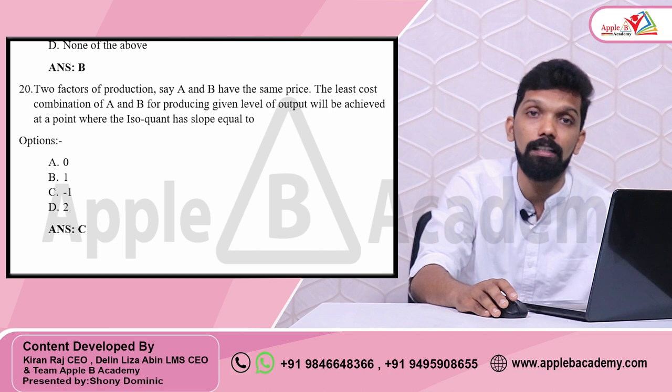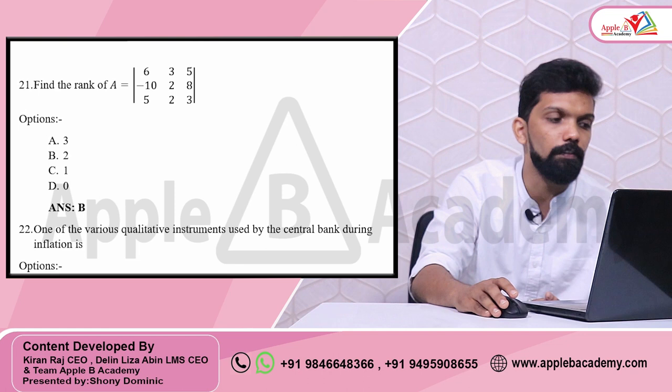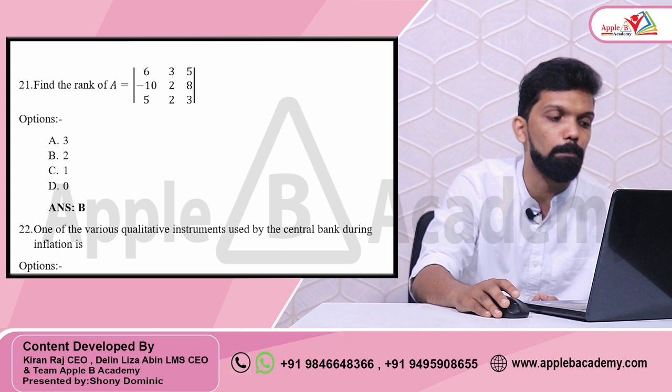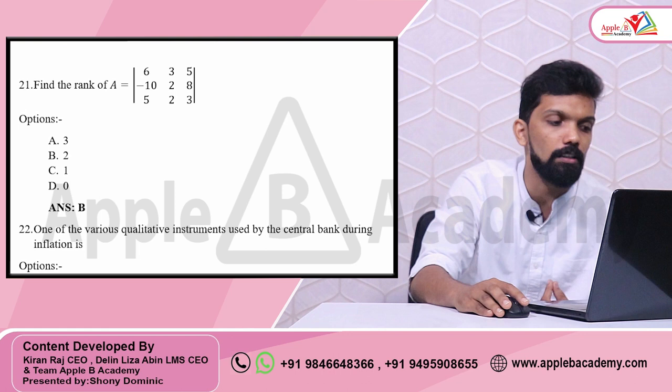The 21st one is from the module mathematical economics. Here we are given a matrix, and we have to find the rank of the matrix. So find the rank of A. The options are: option A 3, option B 2, option C 1, and option D 0. The right answer for this question is option B, which is 2. So the rank for this matrix is 2.